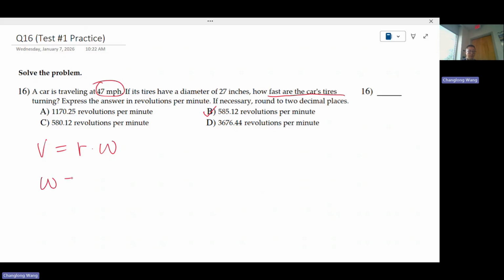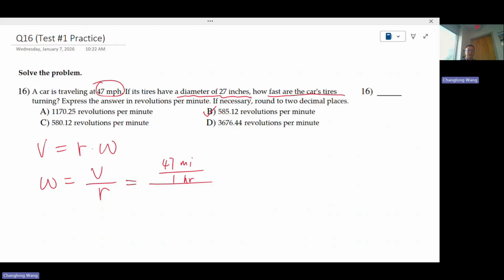So we're going to put omega as V divided by R, right? If you just invert that formula, and we do have everything, right? But it's just their units aren't ready. So I have the V, and I'm going to put it in a complicated manner, but later on it's going to be easier for us to do the conversion that way, right? So mph, right, miles per hour. So 47 miles per hour or an hour.